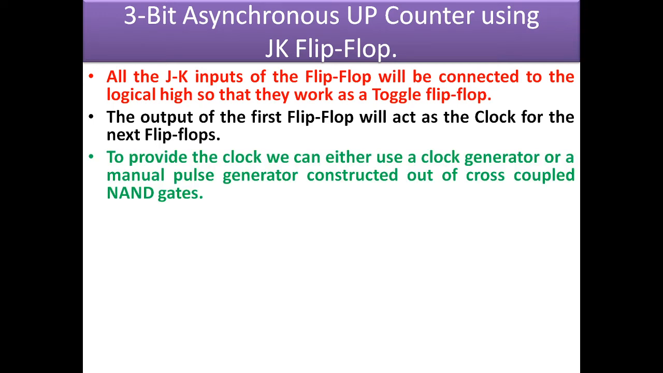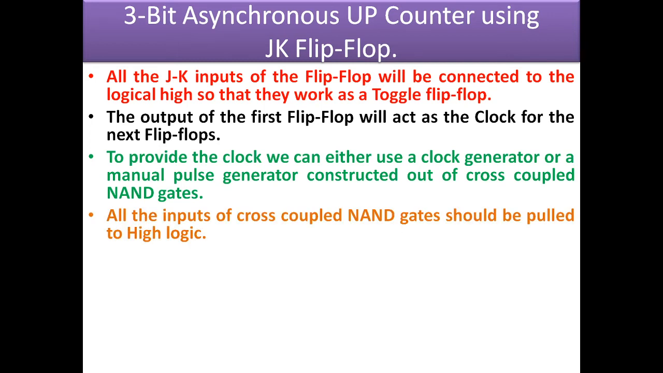To provide the clock at the first flip-flop, we can either use signal generators or clock generators, or we can use cross-coupled NAND gates, which are also known as debouncer circuits, to provide a manual clock to the counters. All the inputs of the cross-coupled NAND gates, which are going to be used as manual clock, should be tied to high logic.